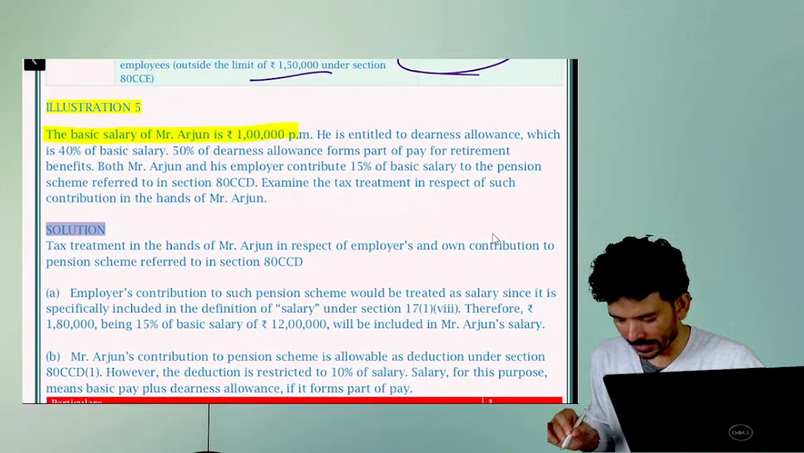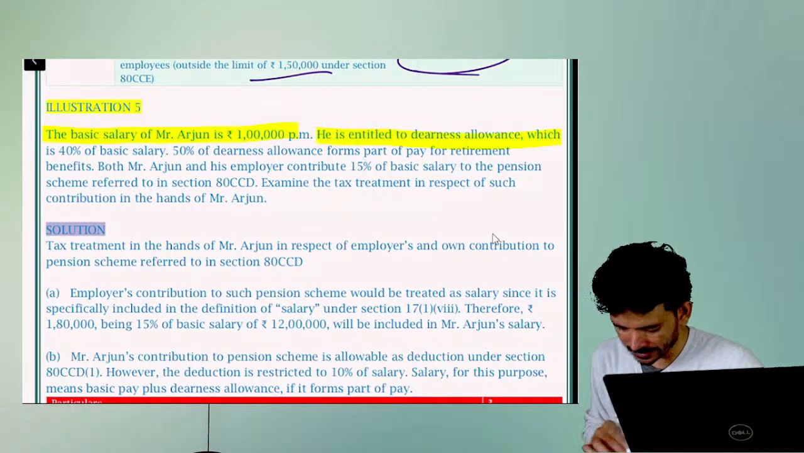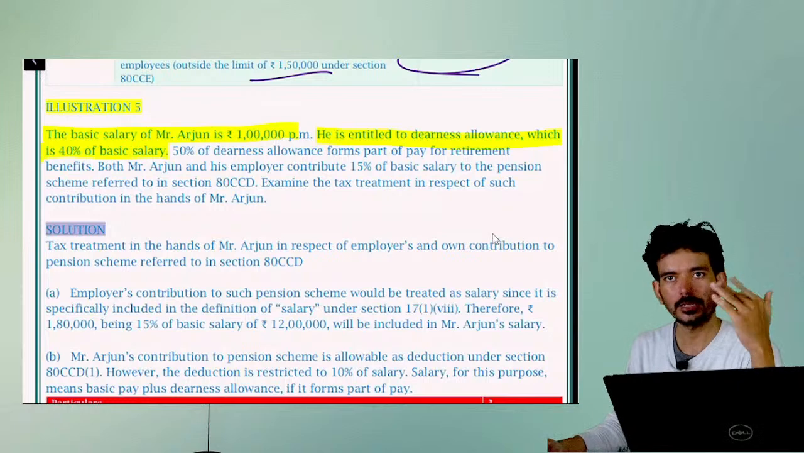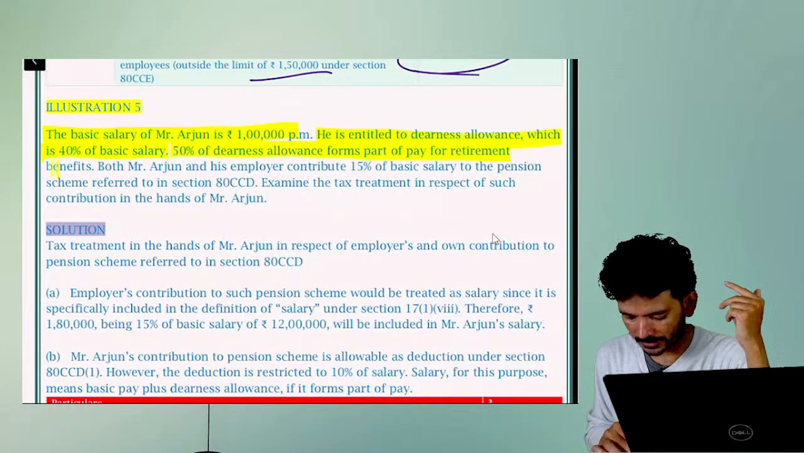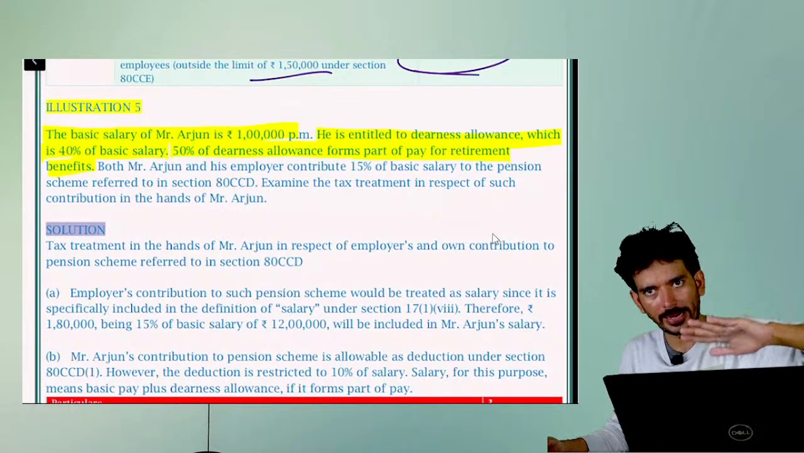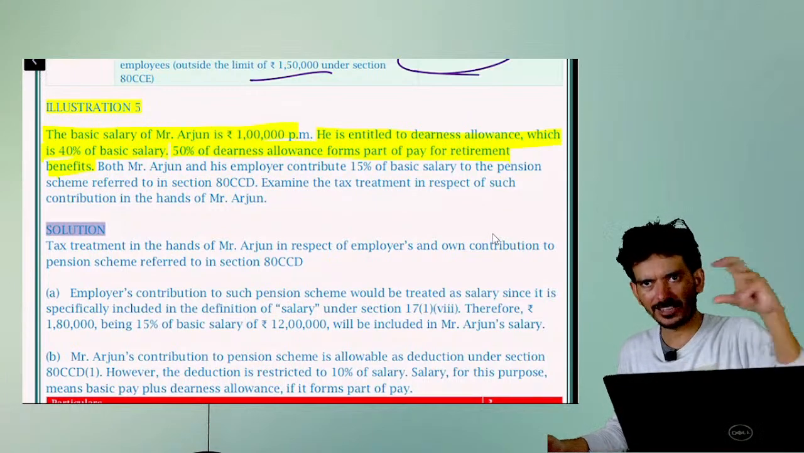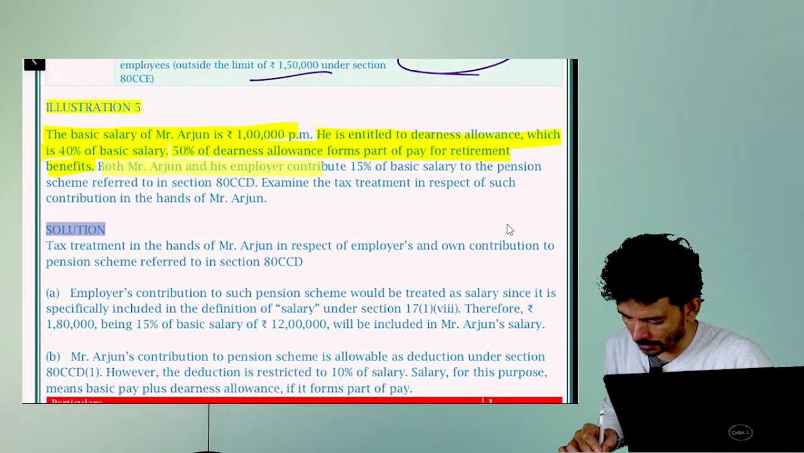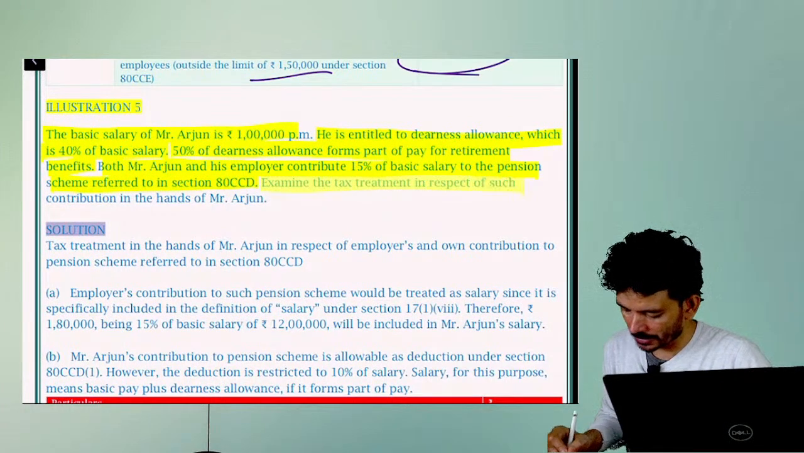The basic salary of a person is 1 lakh per month. A very good person. So per annum, he is getting 12 lakh rupees. He is entitled to dearness allowance, which is 40% of basic. So 12 lakh plus 40% as DA. 50% of the dearness allowance forms part of the retirement benefits. So not the entire 40% of basic is considered; only 50% of the DA is forming part of retirement benefits, and only that 50% you should take into consideration for your calculations. Both Mr. Arjun and his employer contribute 15% of basic salary to the pension scheme referred to in section 80CCD. Examine the tax treatment in respect of such contributions.